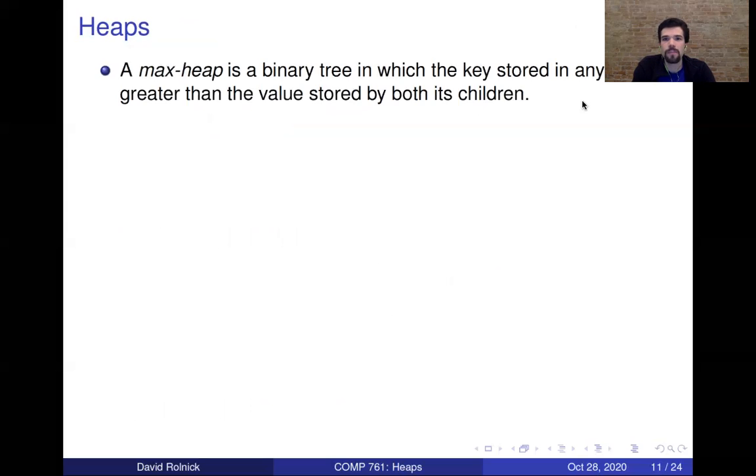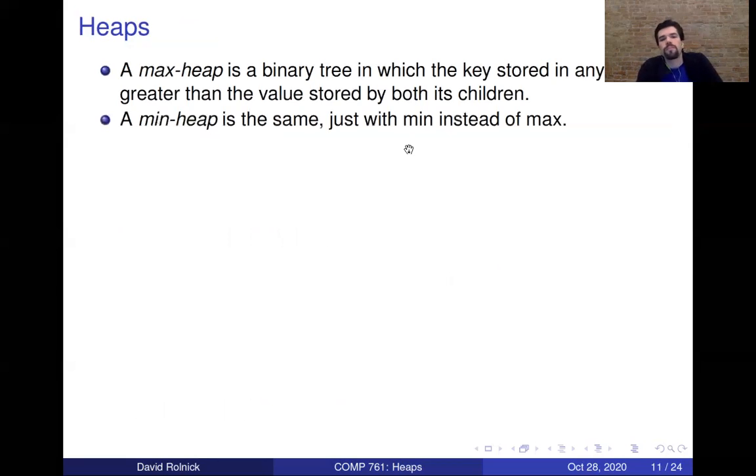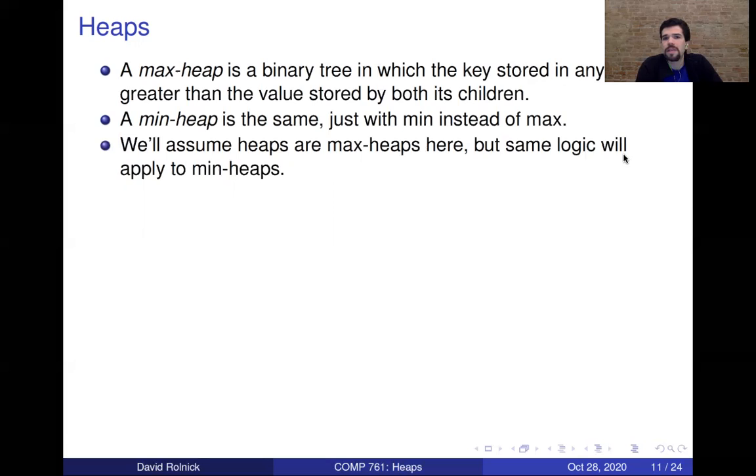Heaps. So that's what we're going to be talking about mostly today. A max heap is a binary tree in which the key stored in any node is greater than the value stored by both its children. A min heap is just the same, just with min instead of max. We're going to assume that heaps are max heaps here, but the same logic would apply exactly to min heaps.